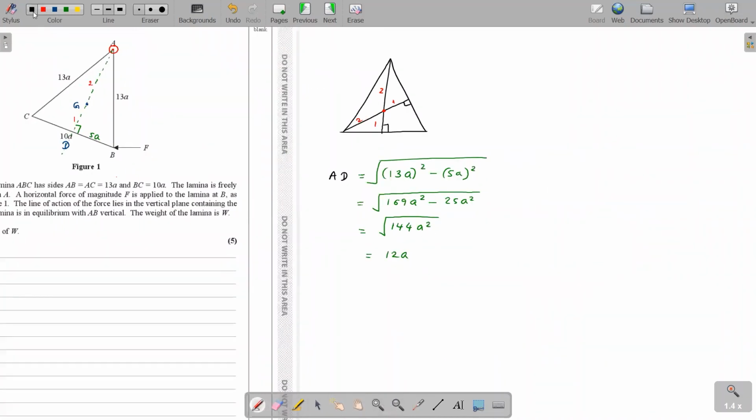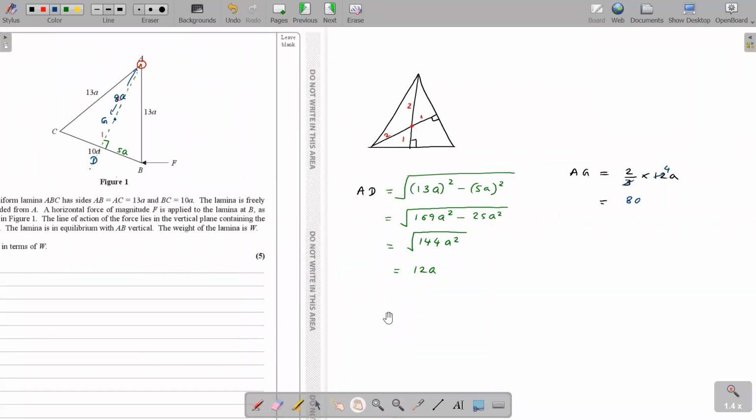So what do we get here? AG equals 2/3, right? 2:1 ratio. So 2 parts out of 3 from the entire length 12A. How much do we get here? 3 times 4 is 12, so 2 times 4 gives us 8A. Do you realize AG length becomes 8A? So AG length is 8A. This is the most important thing you need to find here.